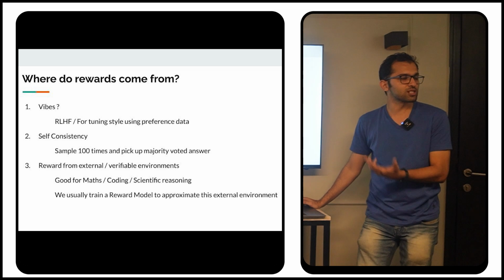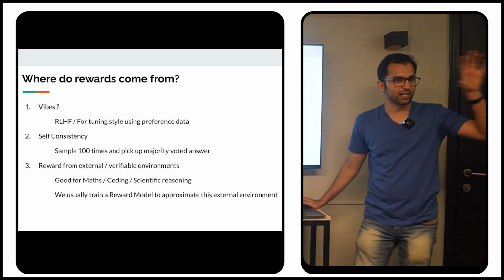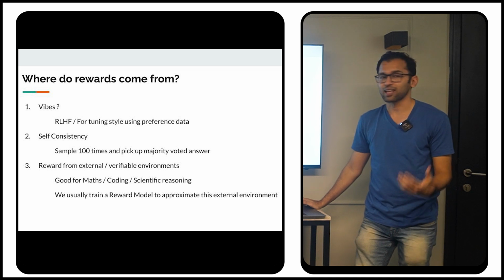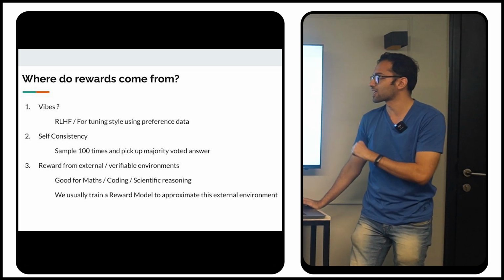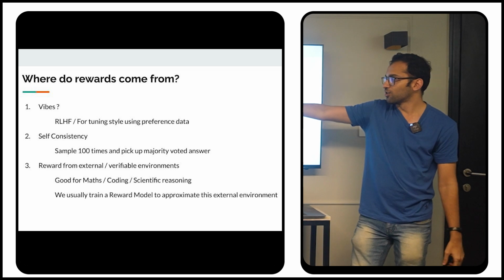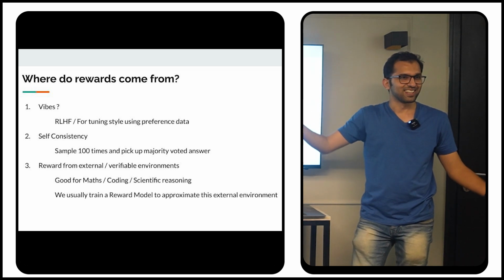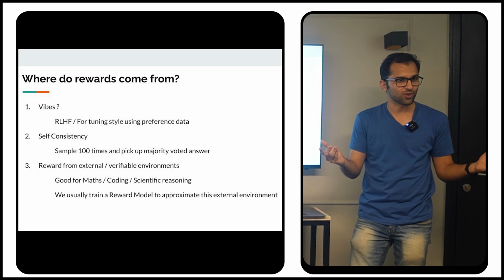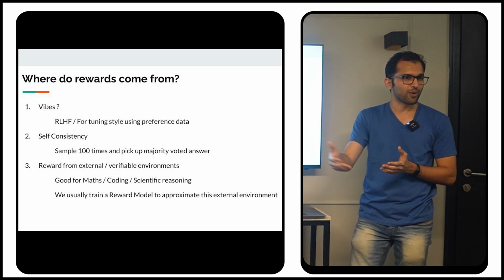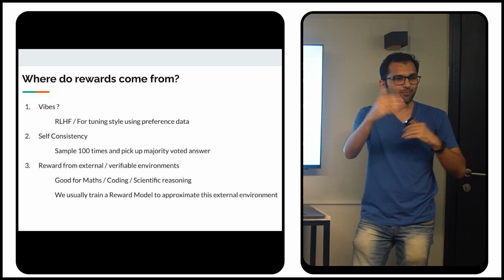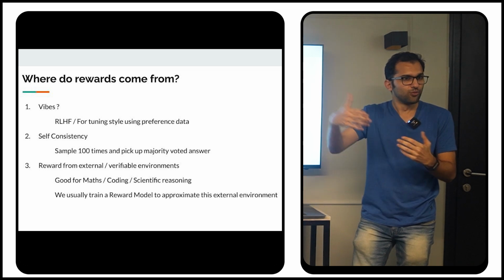So where do these rewards come from? We talked about what the state is going to be and what the actions are going to be. Now, what can the rewards be? There are three different ways. First is vibes: do I like the answer or not? That's literally the entire premise behind RLHF, reinforcement learning from human feedback. Which output the human liked, that's it. Based on that preference dataset, we train the model.